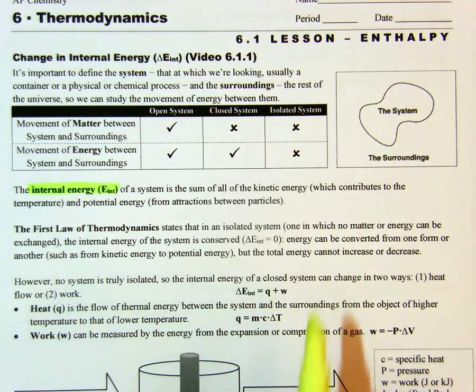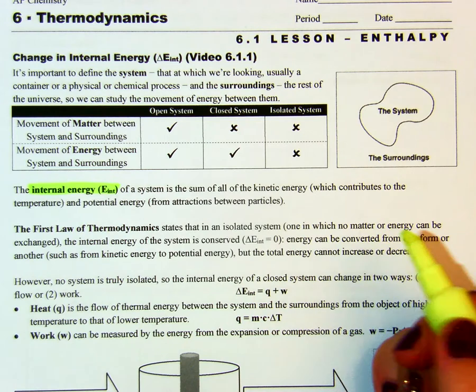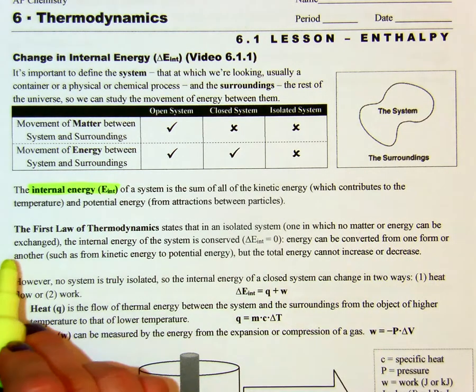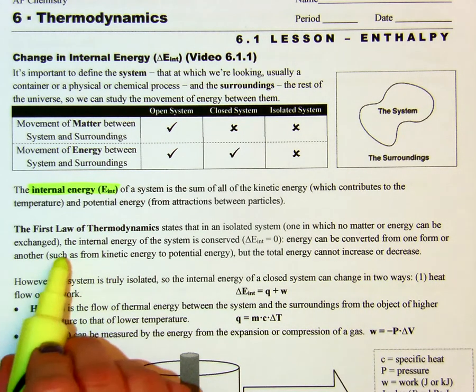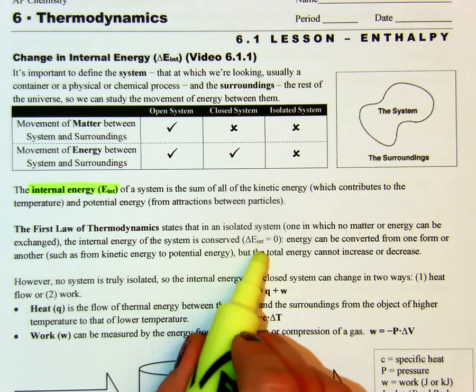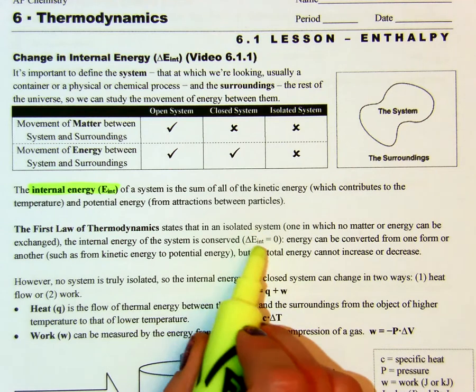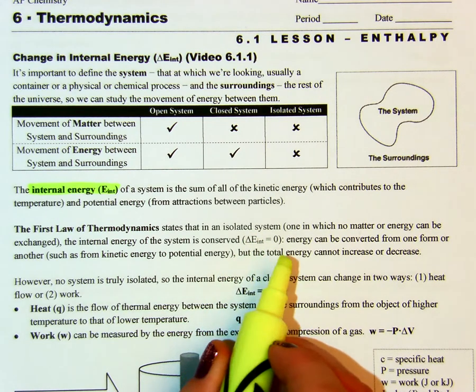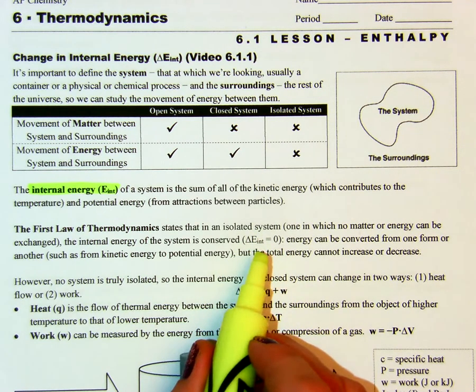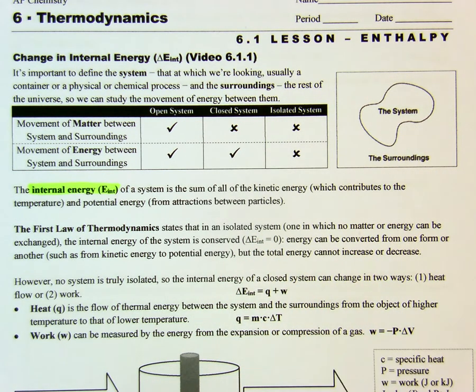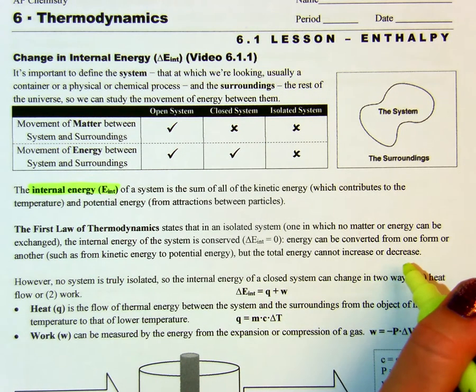The first law of thermodynamics states that for an isolated system, one in which no matter or energy can be exchanged, the internal energy of that system is conserved. So the change in internal energy would be nothing. So it's conserved, that means there's no change at all. Energy can be converted from one form to another, like kinetic to potential energy or to chemical energy, but the total energy cannot increase or decrease.